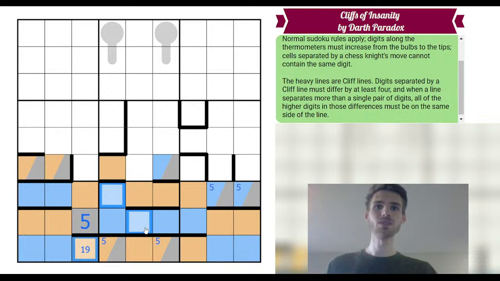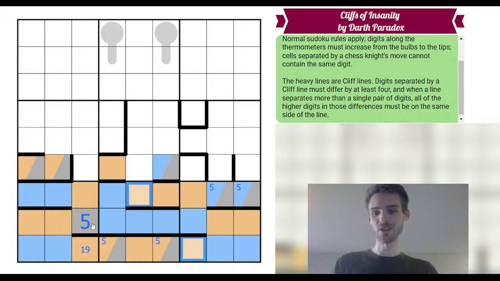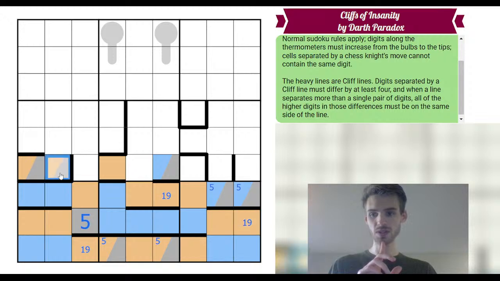Because of anti-knight, where if row 9, column... Oh! This one sees that one. So this one is that one, which means this one is that one. Whew. Okay, so then this one is not that one, so it is that one. Row 6, column 2 is not gray. Oh, because it sees 5 by knight's move, right.